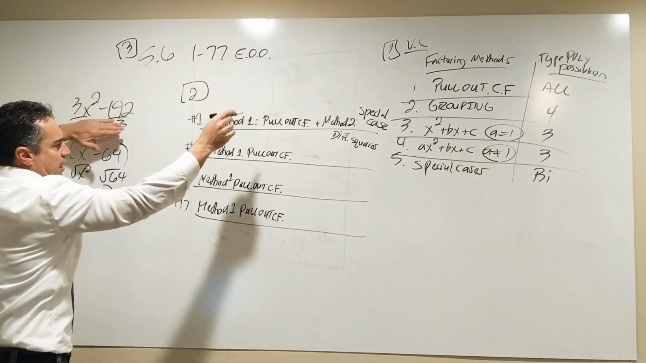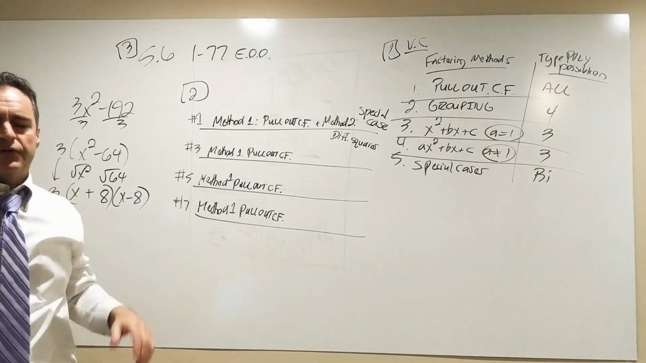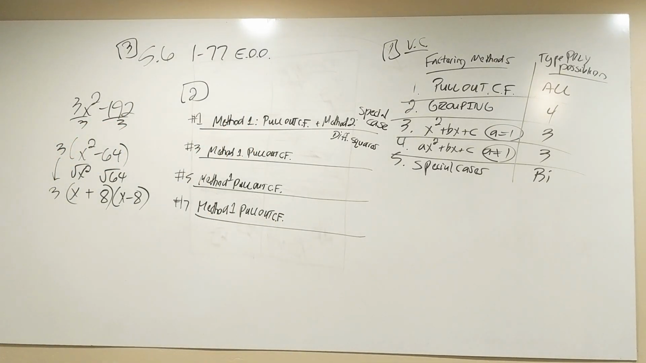Binomial could be a special case. It's subtraction, so it could be the difference of squares. So let's look at number 3. I'll tell you how to do number 3. We'll do these first few together.